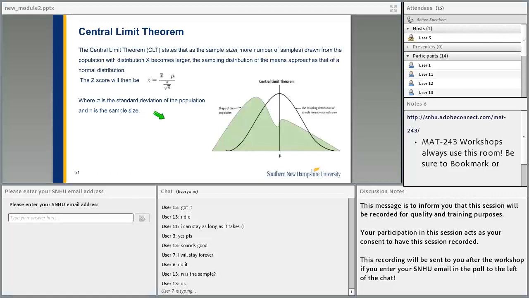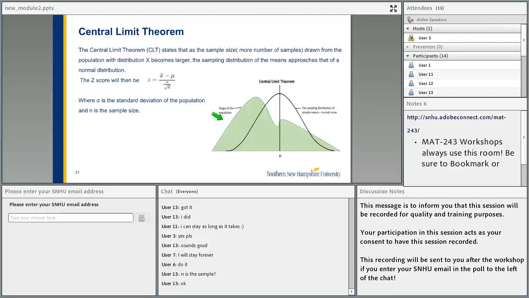Okay, the central limit theorem, what does it say? The central limit theorem states that as the sample size drawn from the population with a distribution x becomes larger, the sampling distribution of means approaches that of a normal distribution. And the z-score will be given by this. So what they're trying to say is, let's say I have a population which is shaded in green. You can see that it's a crazy population. It's not a normal distribution. It is some kind of a crazy curve.